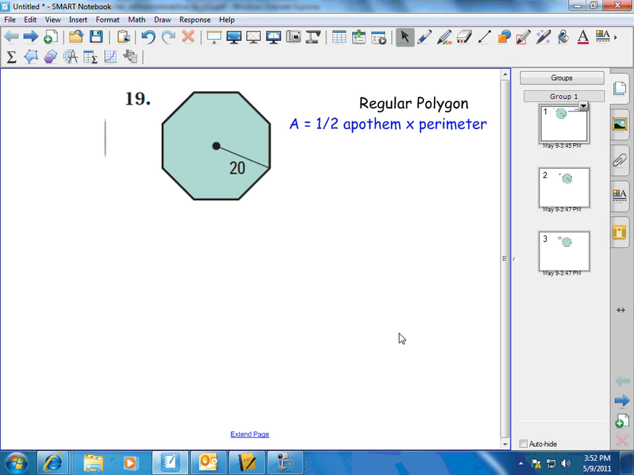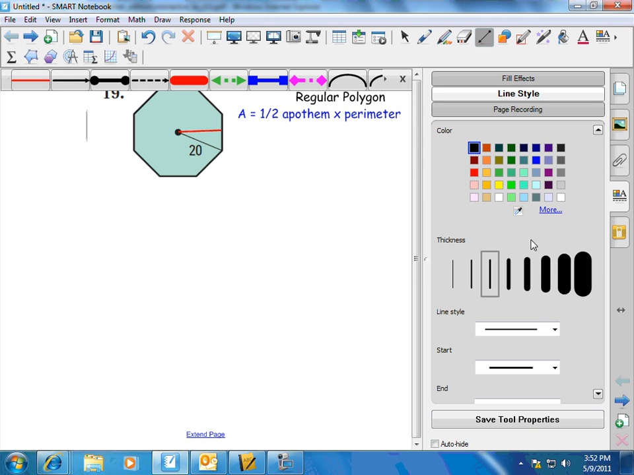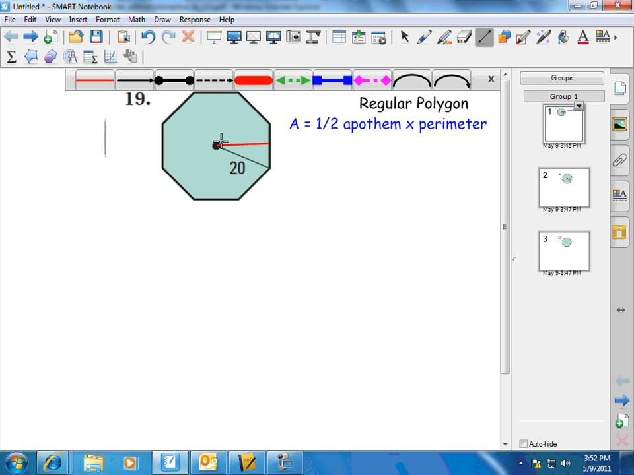Again, the area of a regular polygon is 1/2 times the apothem times the perimeter. Remember, the apothem goes from the center of a regular polygon to its side perpendicularly. So this red segment would be the apothem of this regular octagon. And remember that from the center to the vertex of a regular polygon, this is a radius.